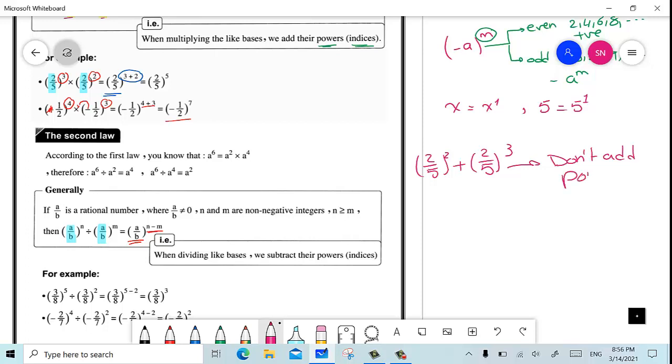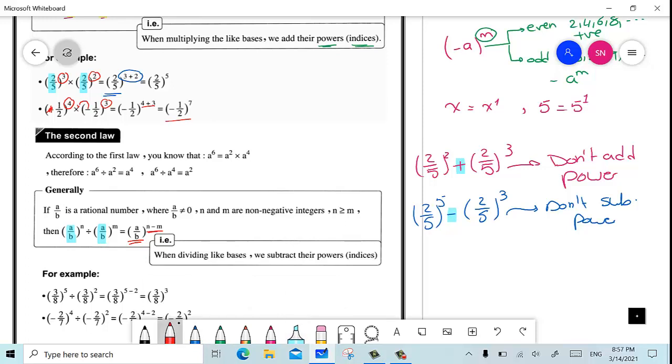Why? Because I have addition here. I only add powers when I have multiplication. And the same goes also for subtraction. For example, if I have 2 over 5 raised to the power of 5 minus 2 over 5 raised to the power of 3, also I do not subtract. Why? I do not subtract the powers because here I have subtraction, and I only subtract powers when I have division.